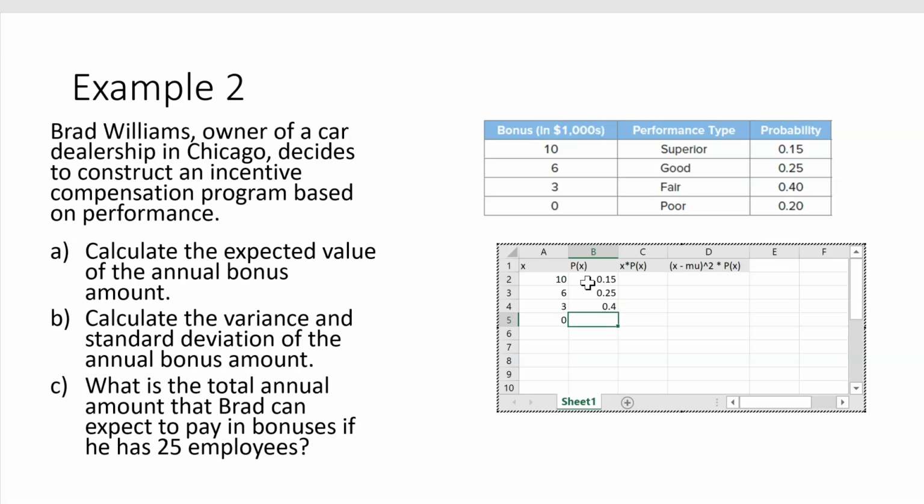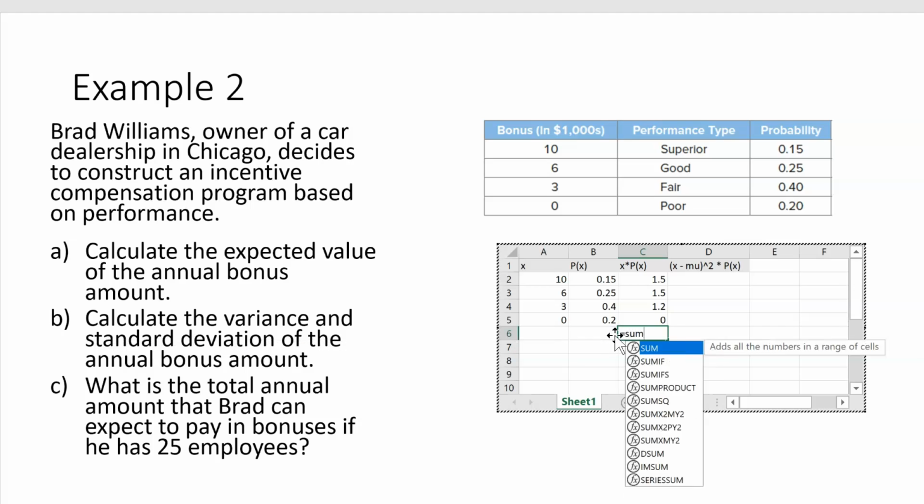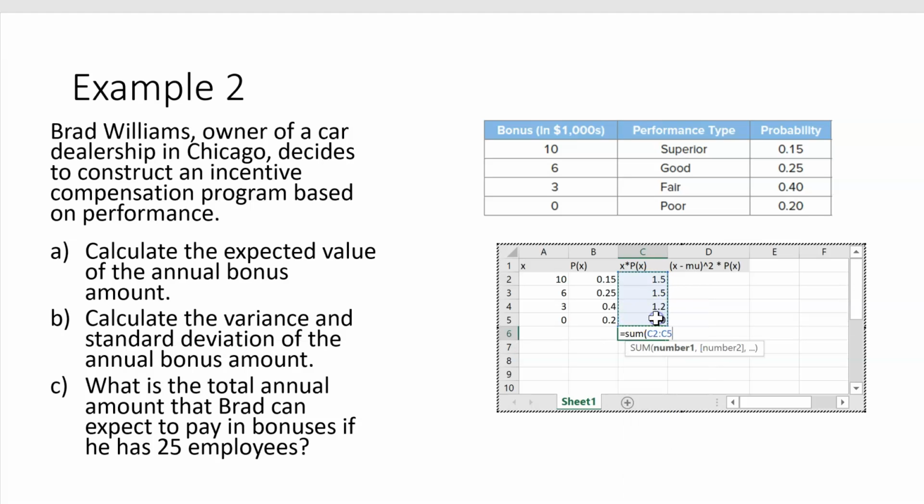Again, you can do this in Google Sheets or Excel. Then we calculate this times this, and we can just drag it on down. Then the sum of these, you've got to put an equal sign if you want it to work. And there we go, that is our expected value. In thousands, it would be 4,200. That's the expected value of the bonus.